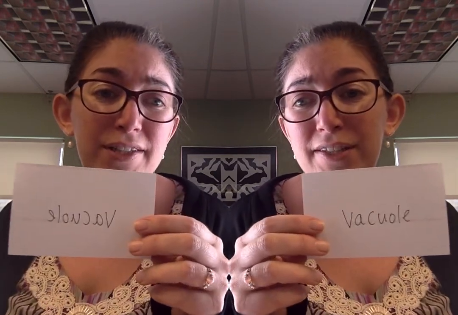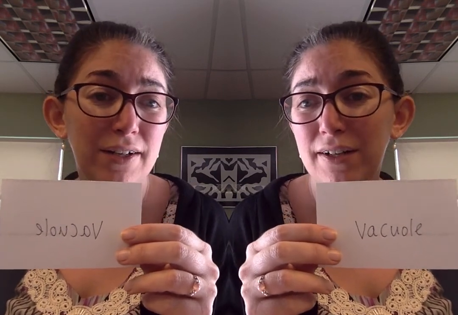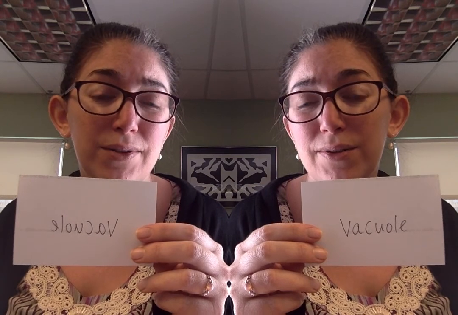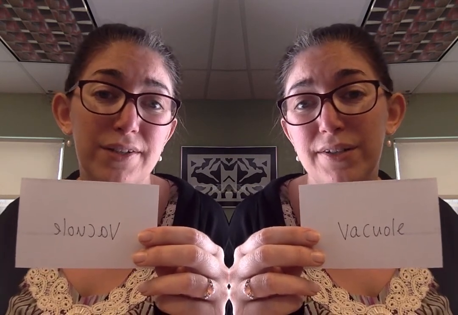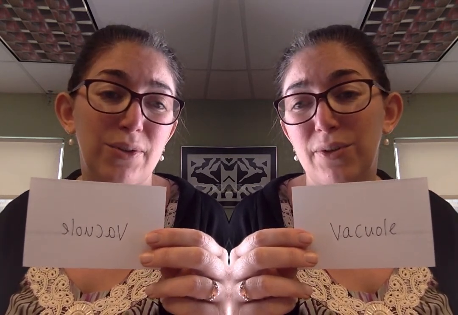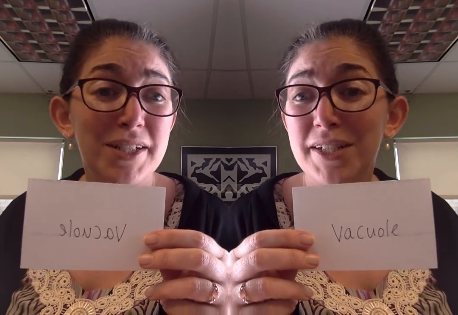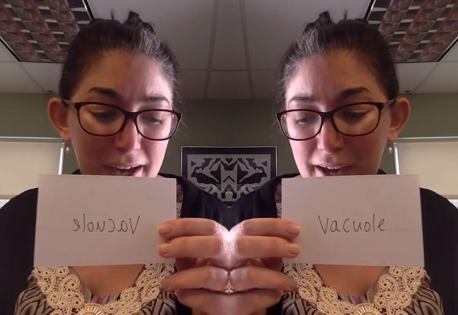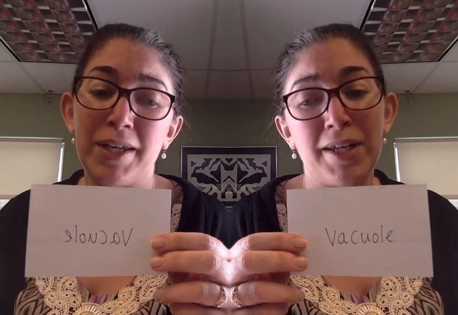A vacuole is just a membrane-bound storage container. So there are water vacuoles, there's food vacuoles, there's vacuoles that can store magnetic materials in some bacteria. There's vacuoles that have all sorts of functions, but basically just a storage compartment, a membrane-bound storage compartment.